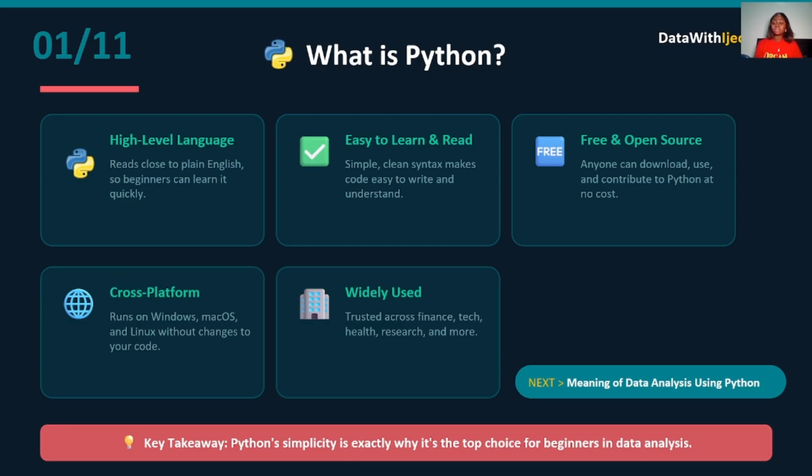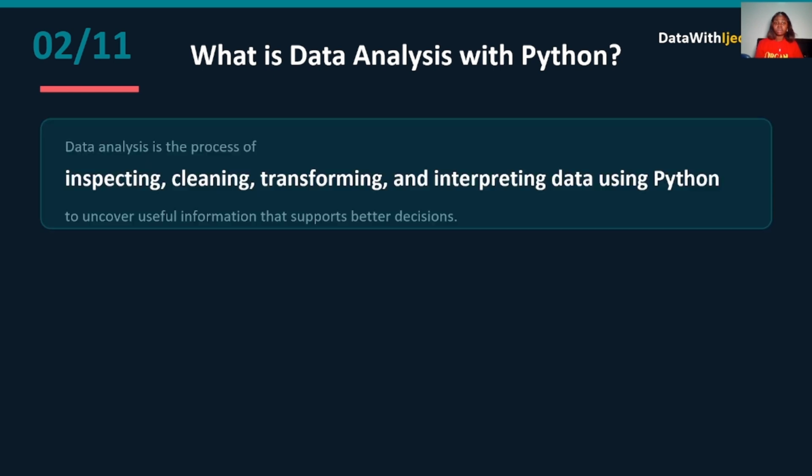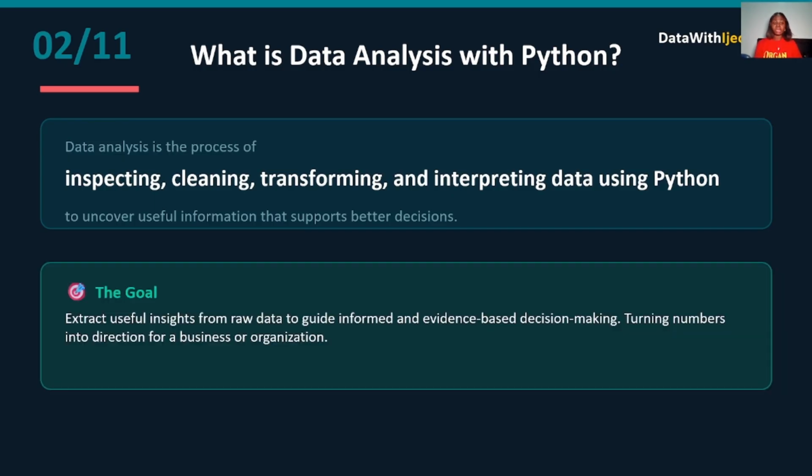Now, next, we'll be looking at the meaning of data analysis using Python. What is data analysis using Python? Data analysis is the process of inspecting, cleaning, transforming, and interpreting data using Python to uncover useful information that supports decision making. So if you're carrying out data analysis with Python, what you're doing is data analysis using Python. Now, the goal of data analysis is to extract insights from raw data.